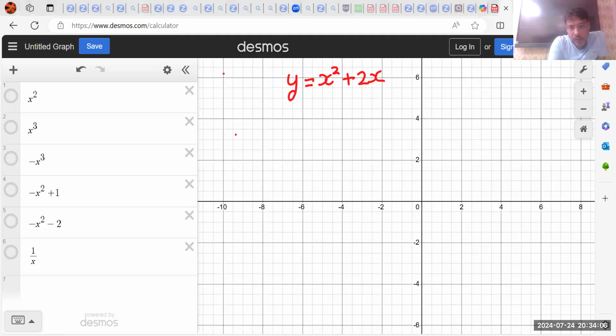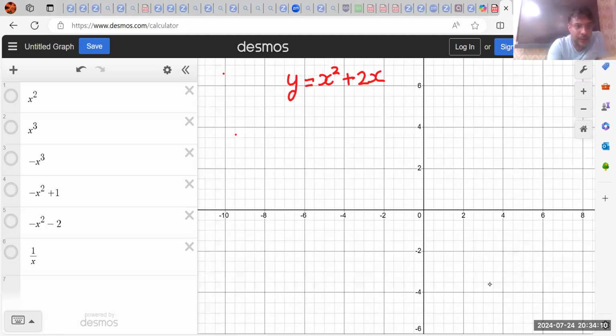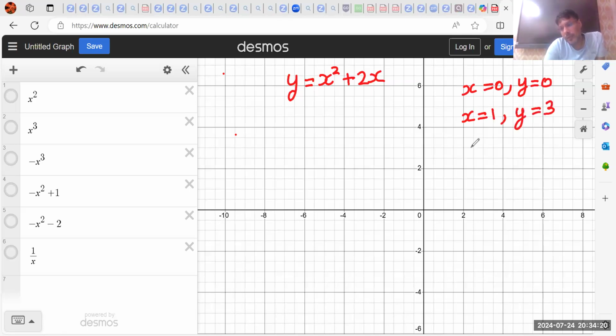So first I take x equal to 0. I will get y equal to 0. Then I take x equal to 1. I get y equal to 3. Then I take x equal to 2. I will get y equal to what?